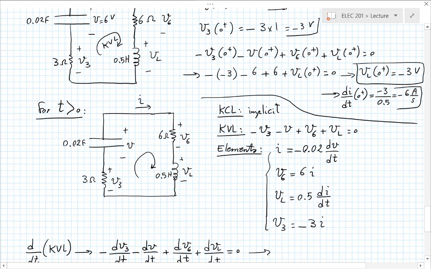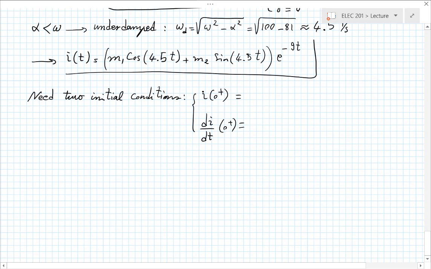Okay. Now having that, I will go to here. So that was minus 6 amps per second. And I itself was 1 amp, right? Now we've got a couple more minutes. I'll start plugging in. If we run out of time, you can continue on your own at home. So from that equation, I of 0 plus is simply, if I put 0, well, the exponential term disappears. And I have m1 cosine of 0, which is m1, plus m2 sine of 0, which is 0. So then I can say directly that m1 is 1.